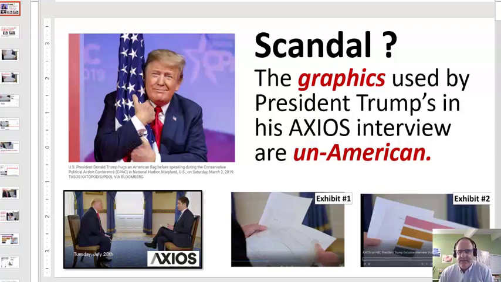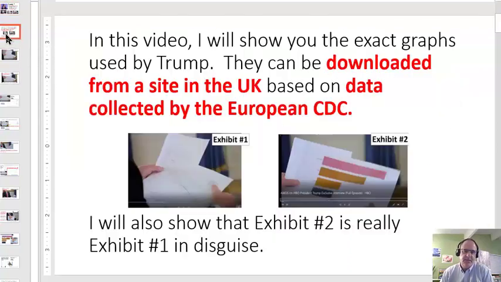Today I'm going to talk about the scandalous presentation of graphics President Trump used in that Axios interview on HBO. It's, in fact, un-American. When I say that, I'm being sort of tongue-in-cheek because I'll show you today that the graphics that he presented are actually downloadable from a scientific site in the UK based on data collected and curated and quality checked by the European Centers for Disease Control and Prevention.